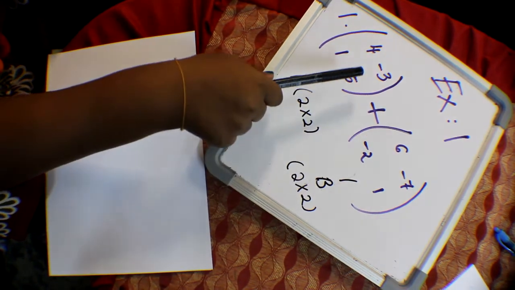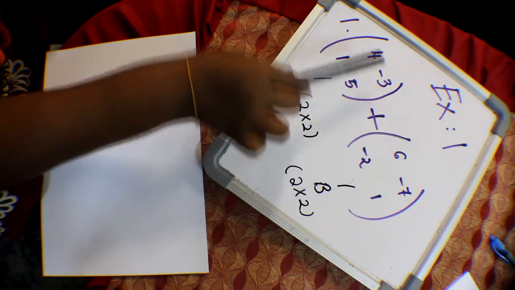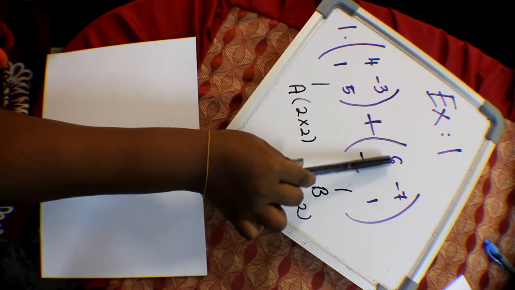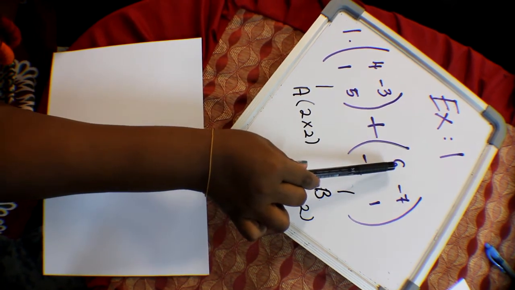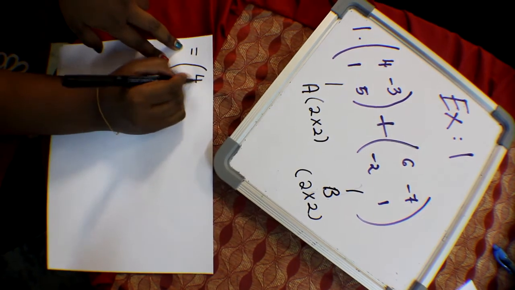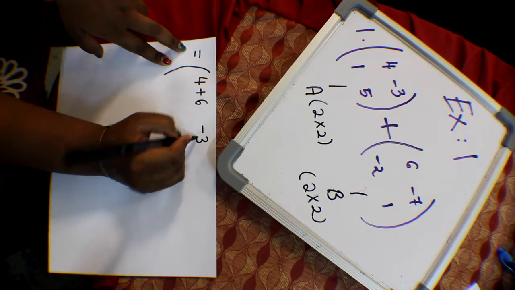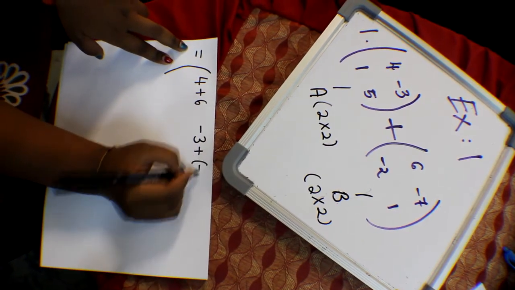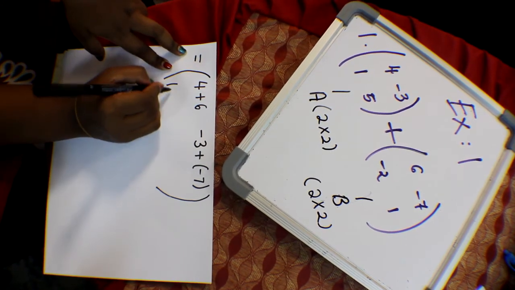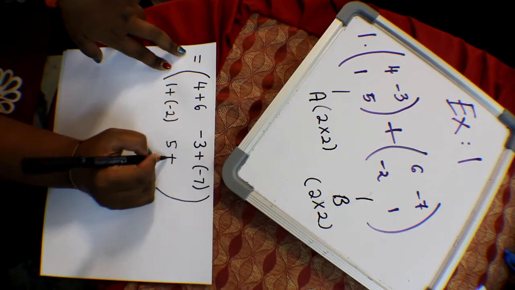When I'm adding matrices, all I have to do is add the elements corresponding to each other. If this is 1,1, then 4 will be added to the 1,1 element on the B, which is 6. So, when I'm adding this will be 4 plus 6. And moving on to the next element, negative 3 plus negative 7. 1 plus negative 2 and 5 plus 1.